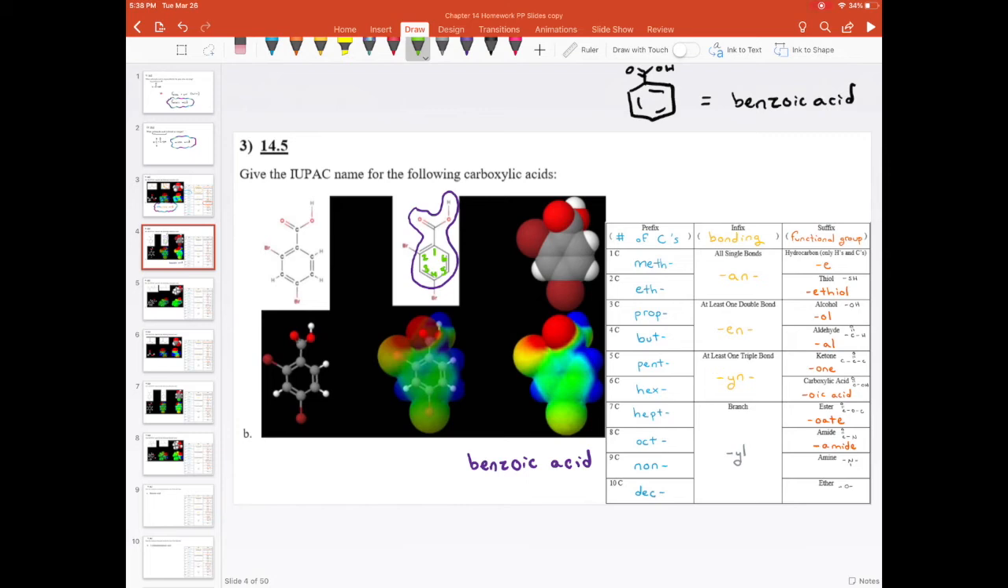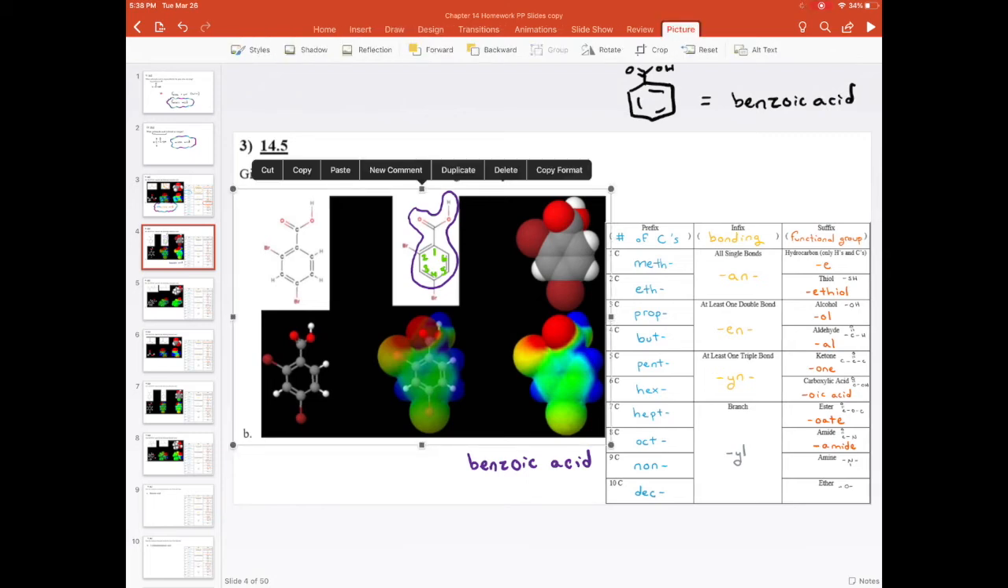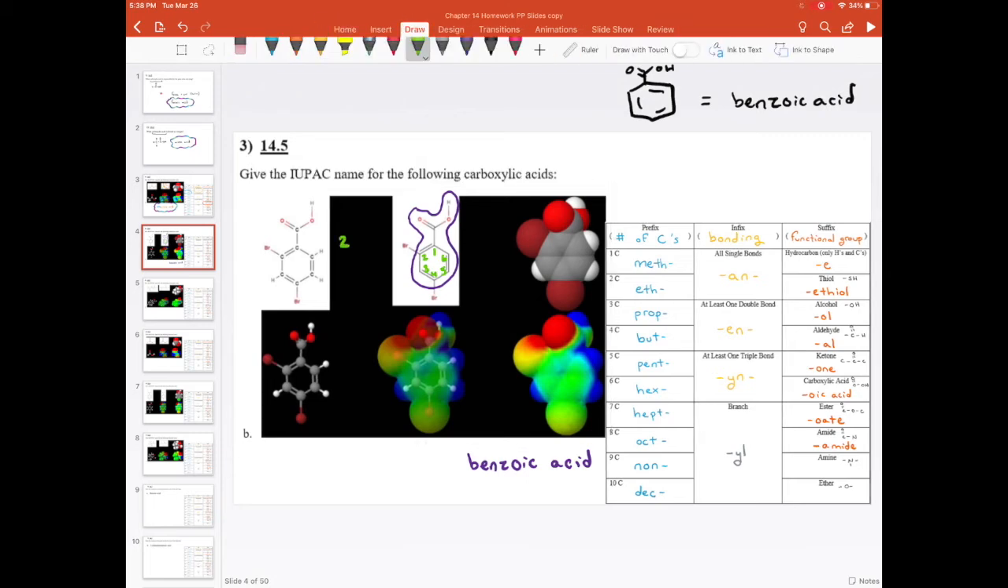Now you can see our first branch comes off of carbon 2, so this will be 2, and it's a halogen. The halogens have the first syllable and then an O. So this is bromine and then an O. So 2-bromo. Then our next branch comes off of carbon 4. Again, first syllable, brom, and then an O because it's a halogen.